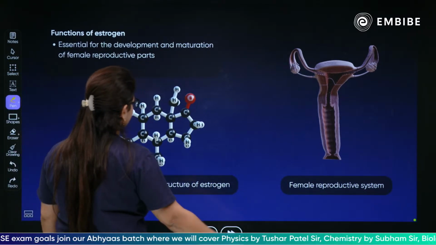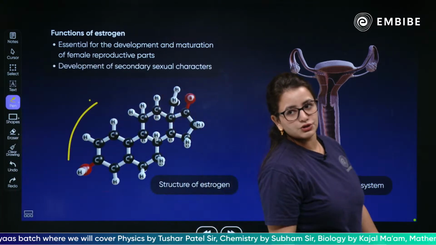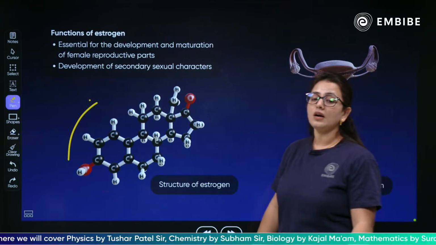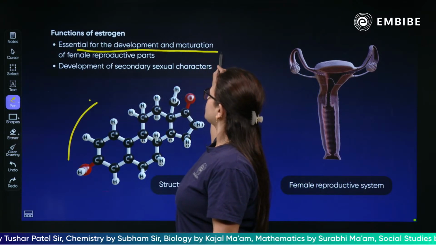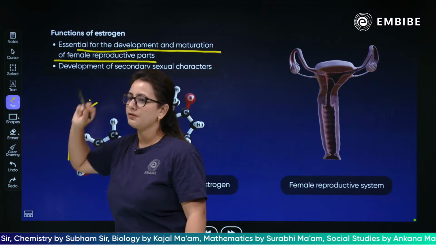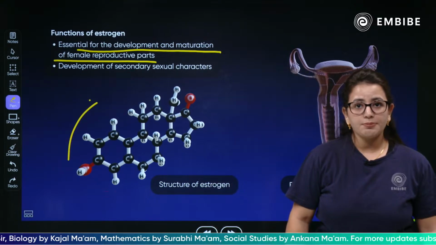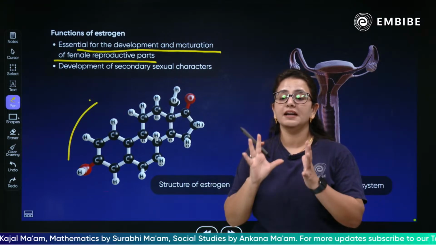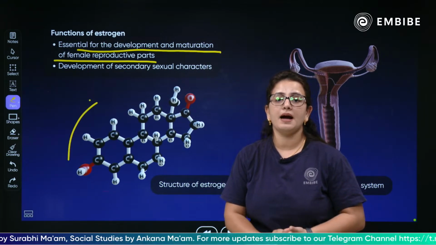This is the molecular structure, children, and this is the female reproductive system where estrogen has its impact. What is the function of estrogen? It is essential for the development and maturation of the female reproductive parts. Yes, estrogen is absolutely important for the development and the maturation of the female reproductive parts.